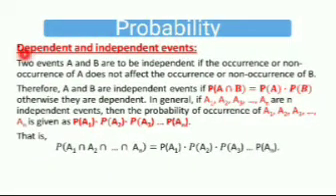Probability. So we'll be looking at dependent and independent events. Two events, A and B, are independent if the occurrence or non-occurrence of A does not affect the occurrence or non-occurrence of B. Therefore, A and B are independent events if probability of A intersection B is equal to probability of A multiplied by probability of B. Otherwise, they are dependent.